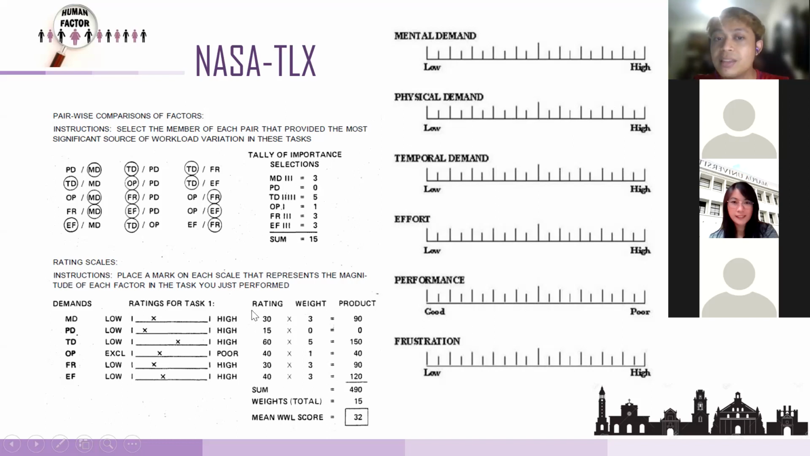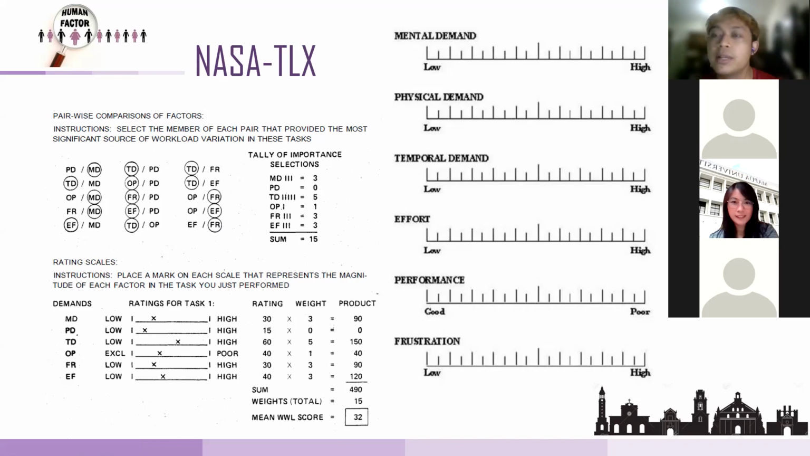Later on, the rating will be multiplied by the weight, so you get the final product. From that, you take the sum. Then the sum, for example 490, will be divided by 15, because it comes from the 15 pairs. And you get the final one. This is the final score of the mental workload for one person doing one task.